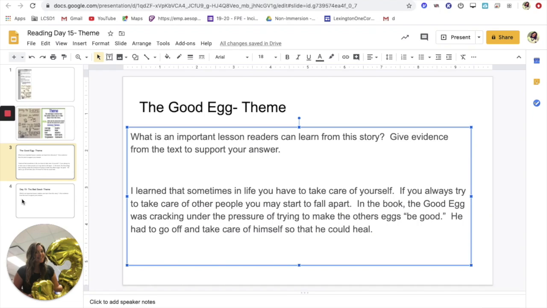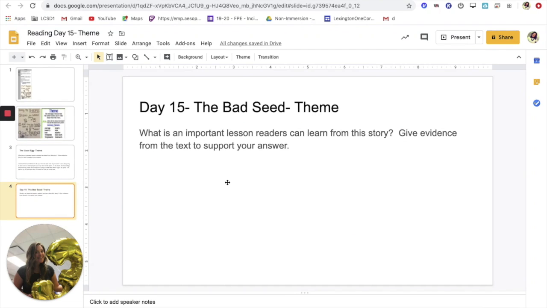All right, so that's what you're doing today. You're going to think about The Bad Seed, and think, what is a lesson that you can learn from the bad seed, and then give evidence from the text to support your answer. So if you say that you can learn a life lesson that you should always be bad from this book, you have to give me evidence to support that the seed decided that he should always be bad. Okay, so that's not the right answer, by the way. So that's what you're doing.